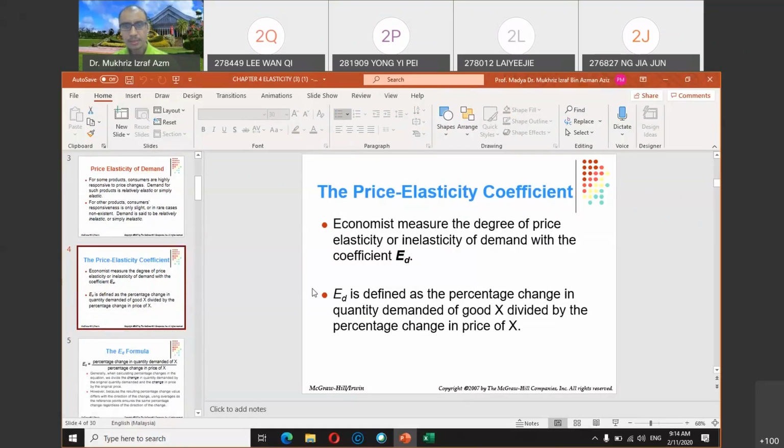The most general definition of how to calculate elasticity of demand is percentage change in quantity demanded divided by percentage change in price, meaning the numerator, the top, will be the change in quantity, divided by the denominator, which is the change in price of that particular good. If you're talking about elasticity of demand of good X, it will be the change in the quantity demanded of good X divided by the change in the price of good X. That is the standard, general elasticity of demand for one particular good.